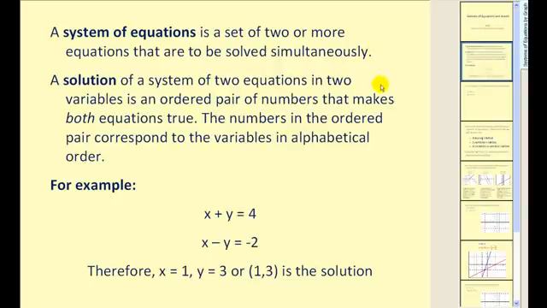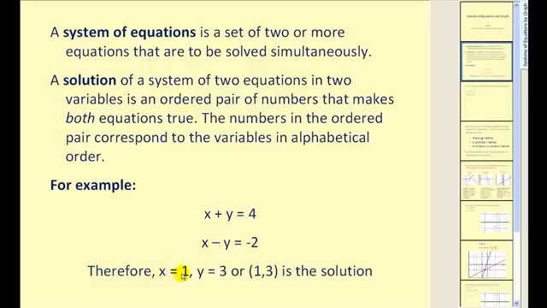A solution to a system of equations in two variables is an ordered pair of numbers that makes both equations true. The numbers in the ordered pair correspond to the variables in alphabetical order. So for example, this is a system of equations. We have two equations with two unknowns. We want to find both the x and the y that make both equations true at the same time.